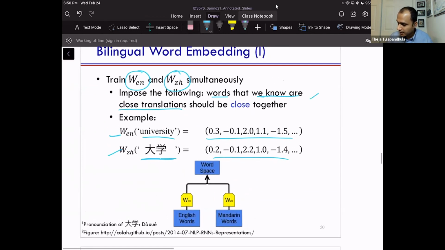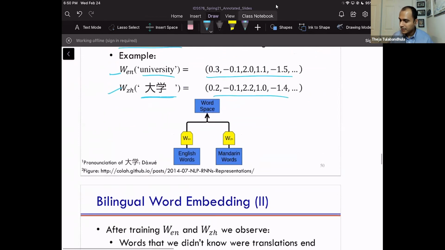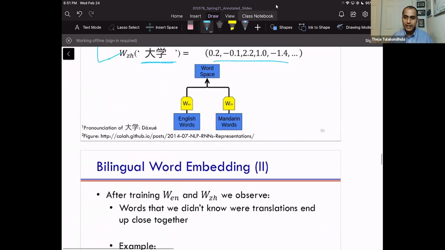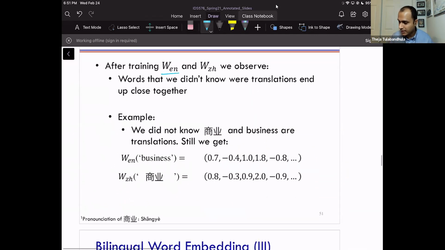We are adding this constraint, and we can always have the usual loss function, which is the auxiliary task, where we try to predict whether it's a valid piece of a sentence or an invalid piece of a sentence. That was the task that we saw last time. If we do that, then even for word pairs where we don't know that they are translations or that their meanings are similar, those word pairs may end up with similar embeddings. So after training these two matrices or these two functions, words that we did not know were translations could end up close to each other.